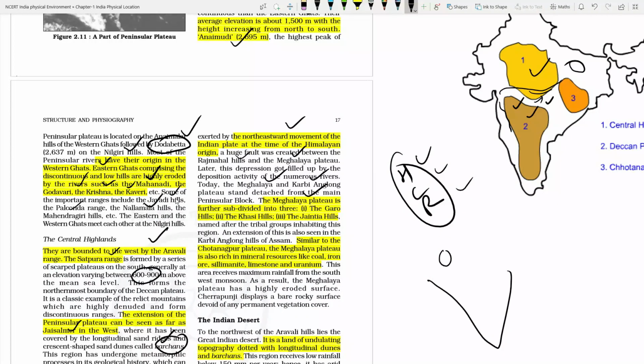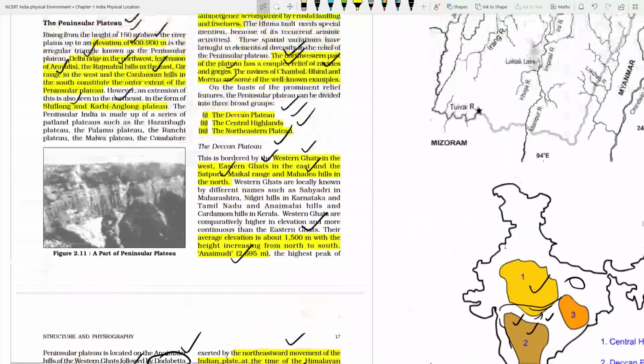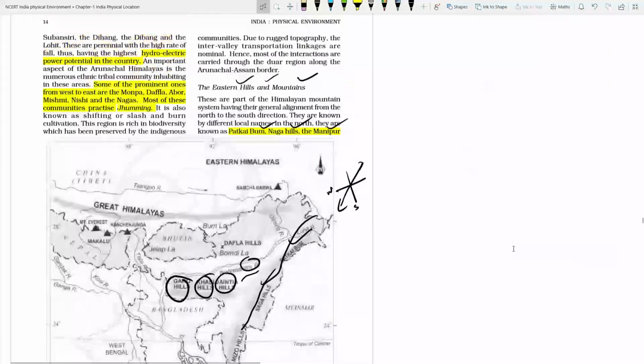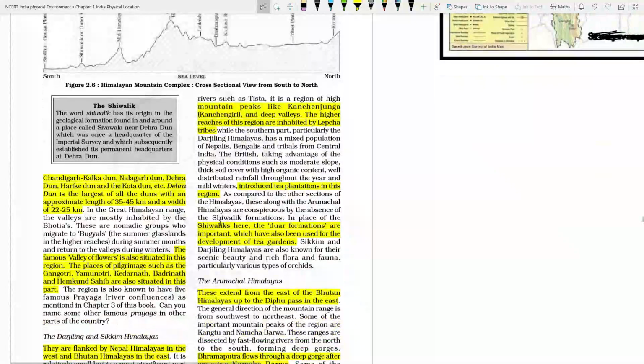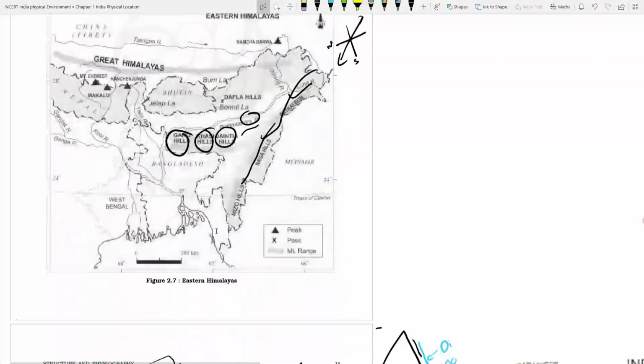Meghalaya Plateau itself can be divided into three parts: Garo, Khasi and Jaintia. You can see this picture. You can see here Garo Hills, Khasi Hills and Jaintia Hills. Here in Khasi Hills itself, Cherrapunji is there, which is the wettest place on the earth. And here Karbi Anglong, which we were talking about, that area is there, the plateau is there. So that is the part of the peninsular plateau.